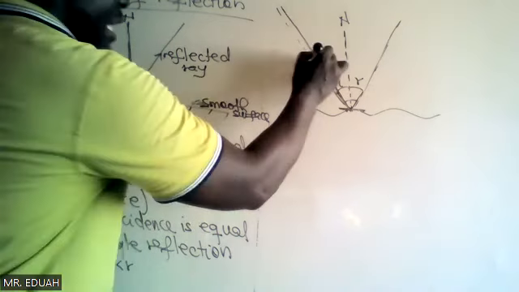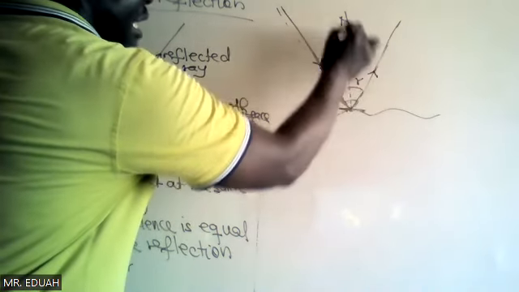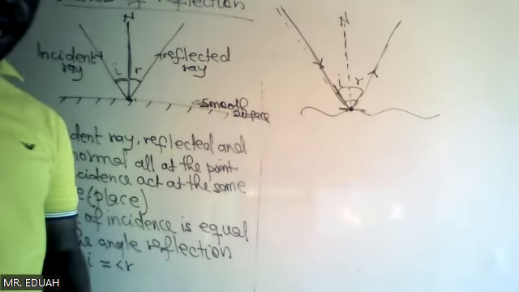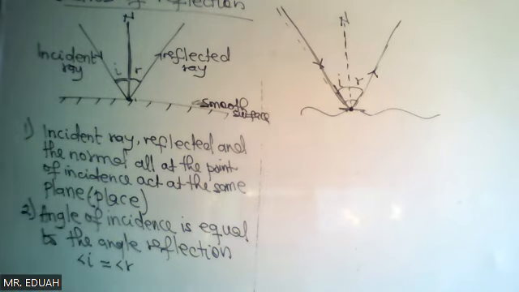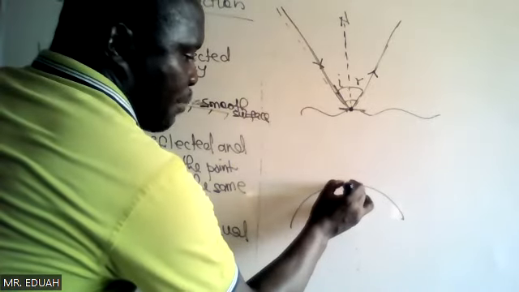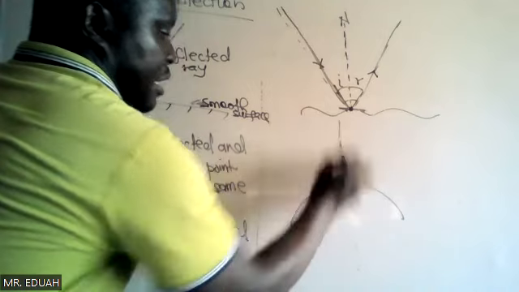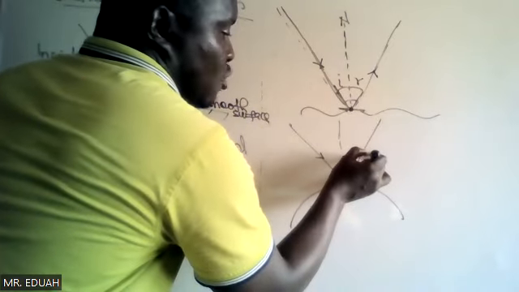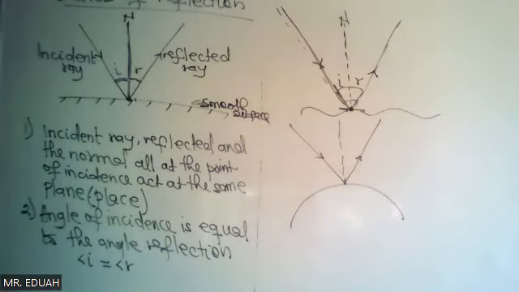The incident ray, the reflected ray, and the normal meet at the same place. And then the angle of incidence equals the angle of reflection. So whether you have a curvy surface, you create a point, draw a normal, and when you send in a ray, it must reflect and it must obey the law of reflection. So the law of reflection applies to all manner of surfaces, whether smooth or curvy.